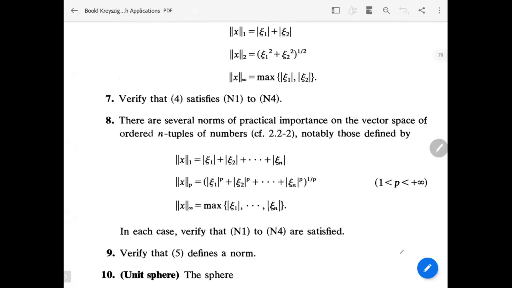Similarly, you can extend it to the vector space of ordered n tuples of numbers. So the 1 norm, p norm, infinite norm. So if you put p equal to 2, you will get the 2 norm. So our vector space of ordered n tuples with these norms is a normed space with each of the 1 norm, p norm, and infinite norm.